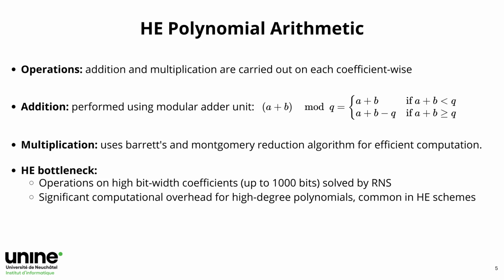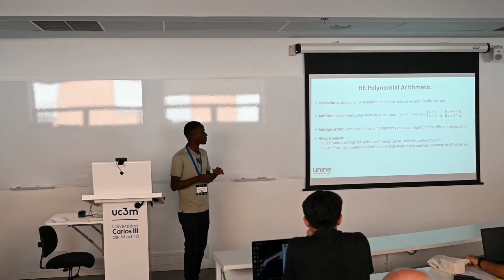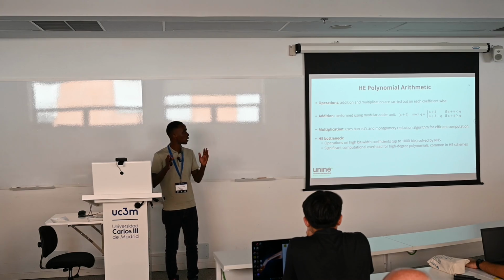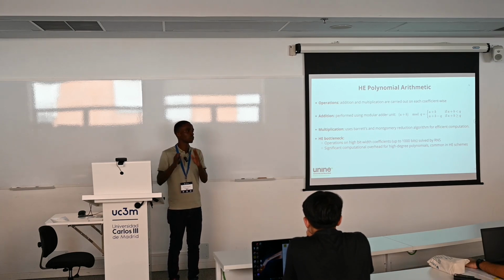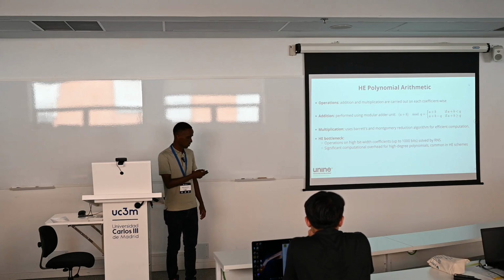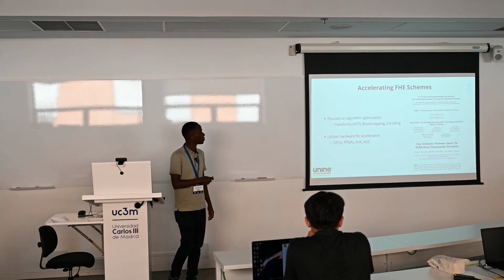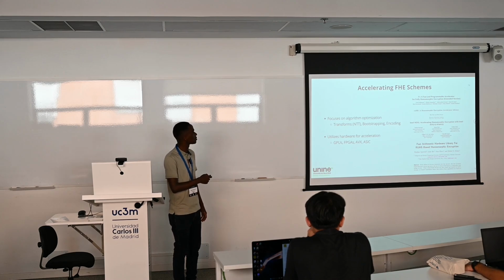The first reason is that we have very high degree polynomials in homomorphic encryption. Another problem is that the polynomial coefficients have very high bit width. But this is managed by an algorithm called RNS, short for residue number system. What it does is split these very high bit width coefficients into multiple coefficients which can be executed individually.